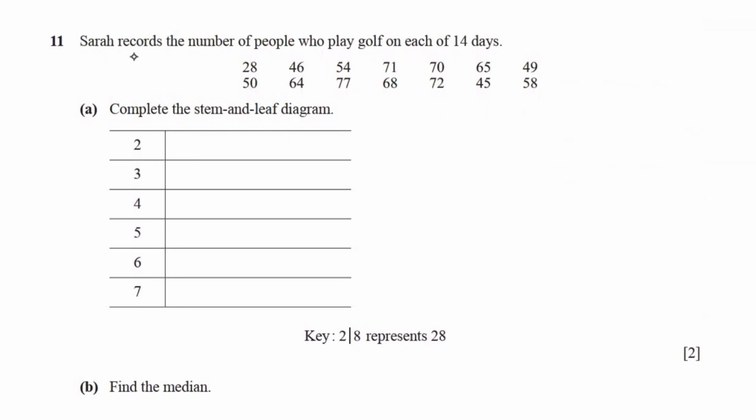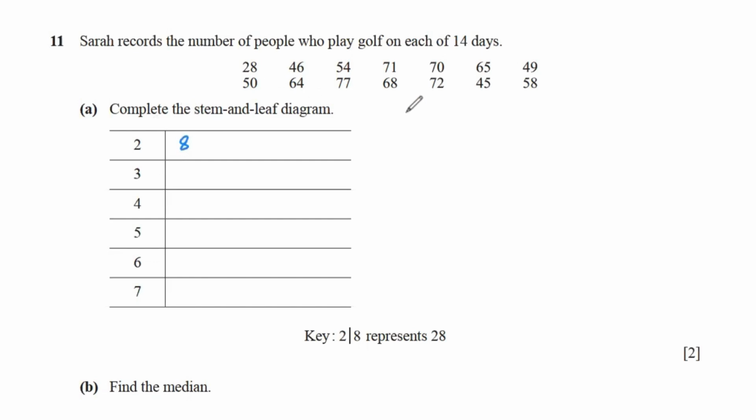Then for question 11, it says that Sarah records the number of people who play golf on each of 14 days. Complete the stem and leaf diagram. So if you look at the key, the numbers on the left-hand side are the tens digits, and the number on the right-hand side is the ones digit. So based on that, for 20s, we have just 28. So 8 comes over here.